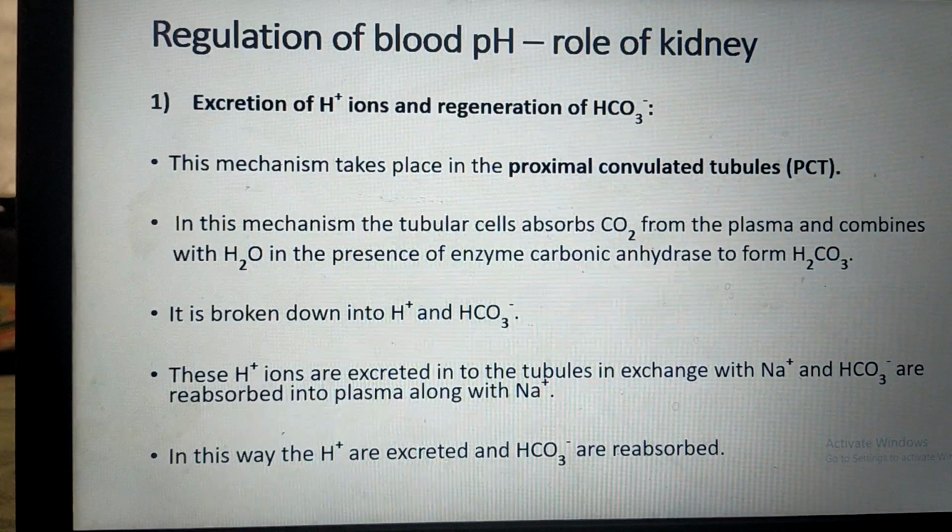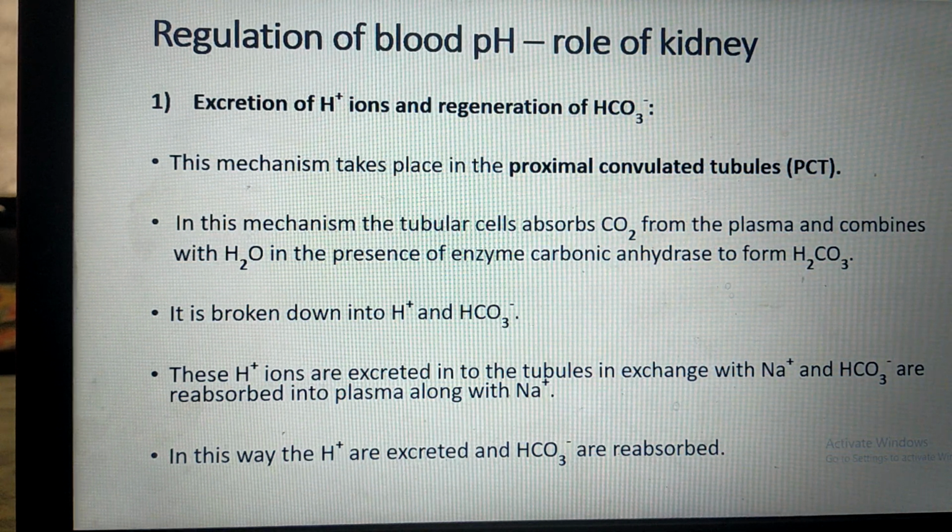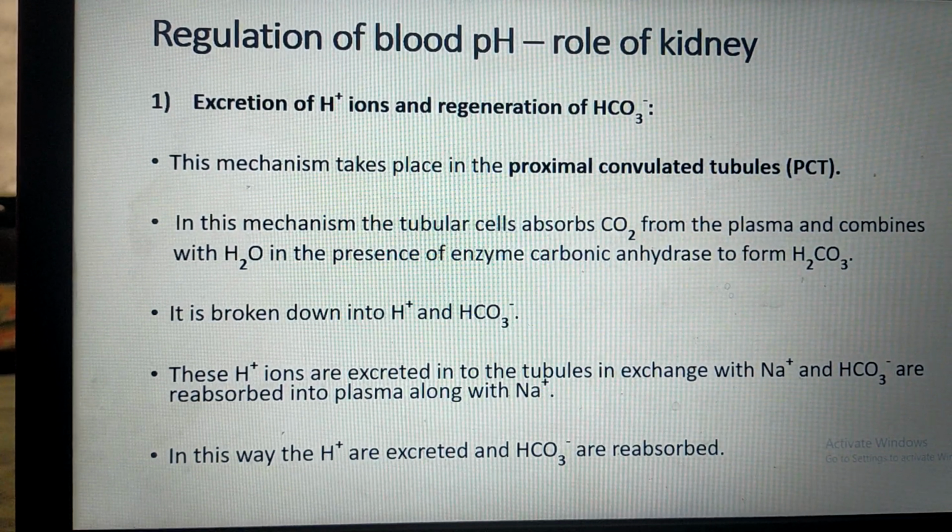So here it is written, in this mechanism tubular cell absorbs CO2, which combines with water to form carbonic acid in the presence of carbonic anhydrase. It breaks down into H plus ion and bicarbonate ion. H plus ions are excreted into the tubules in exchange with sodium, and bicarbonate ions are reabsorbed in the plasma along with sodium. In this way, H plus ions are excreted and bicarbonate ions are reabsorbed. Actually not reabsorbed, they are regenerated. New bicarbonate ions are formed from carbon dioxide.